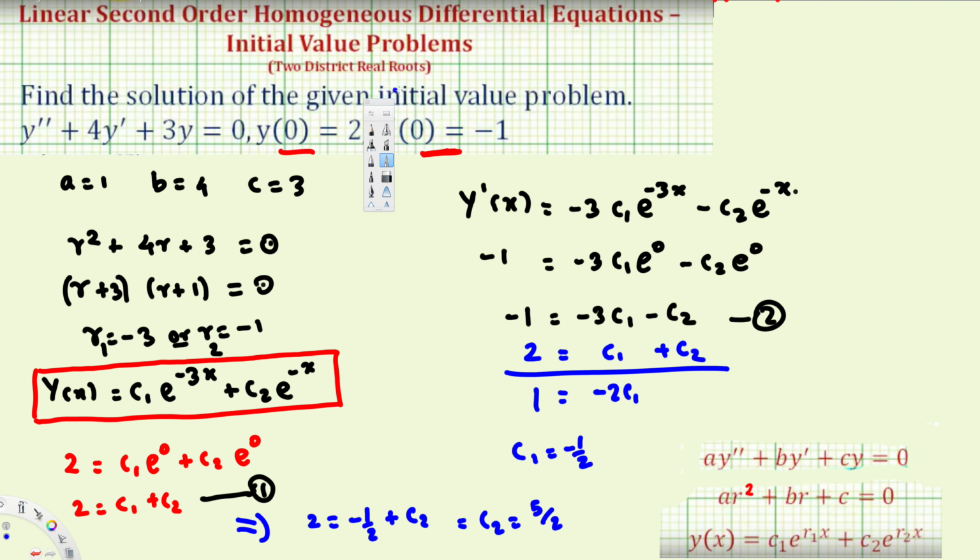The particular solution for this differential equation is y of x equals negative half e to the negative 3x, plus 5 over 2 e to the negative x. This is the particular solution for this differential equation, and that's how we do this kind of problem.